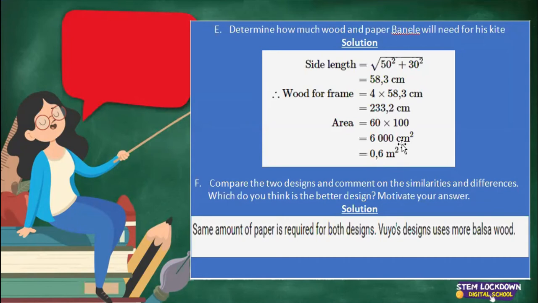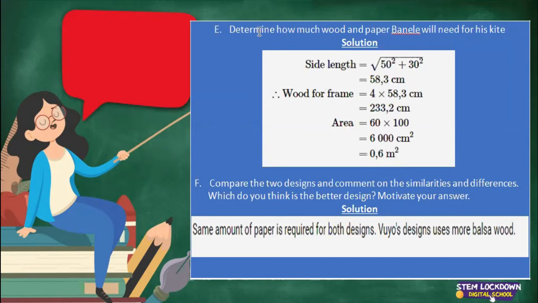Remember, 100 centimeters is 1 meter. So to convert from centimeter to meter, we divide by 100. But to convert from centimeter squared to meter squared, we divide by 100 squared. 100 squared is 10,000. So we divide 6,000 by 10,000, and it gives you 0.6 meter squared. So now talking about the perimeter.